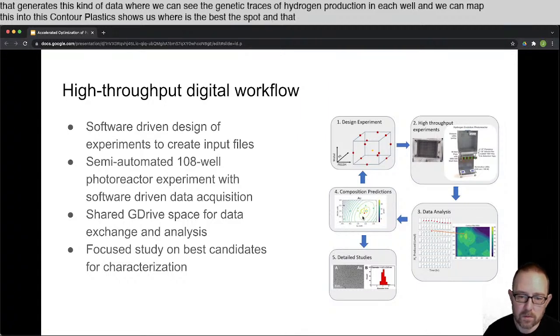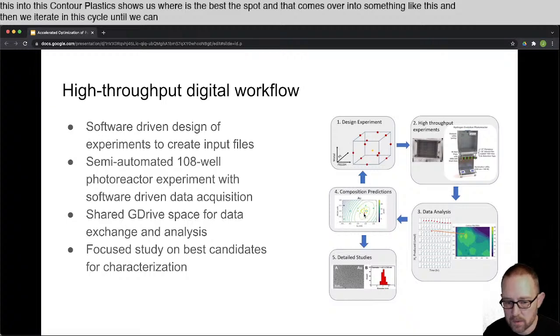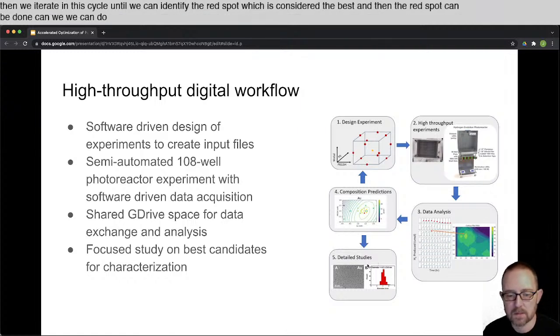That comes over into something like this, and then we iterate in this cycle until we can identify the red spot, which is considered the best. And then, for the red spot, we can do detailed studies to see what exactly we made.